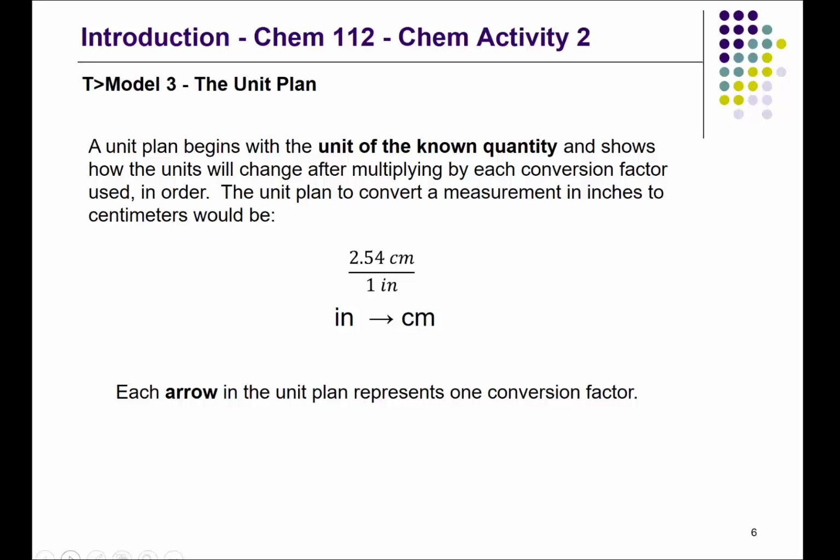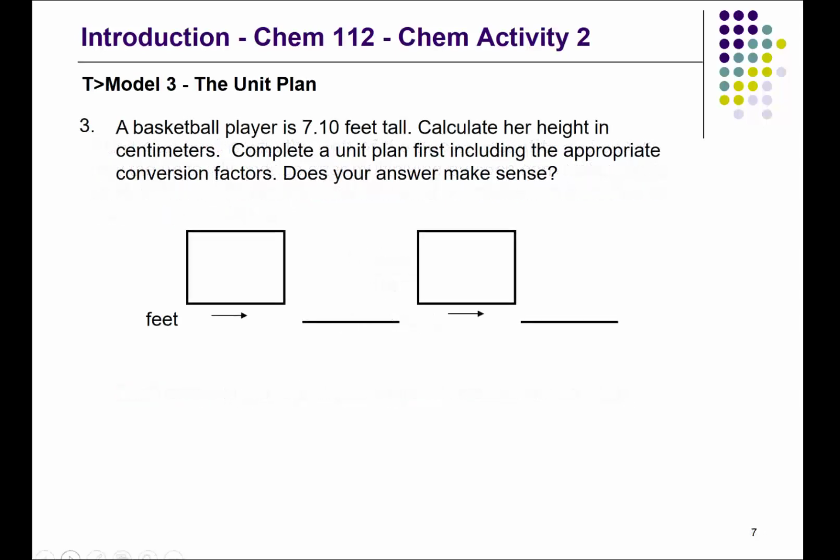Let us apply this idea to key question 3. I'm well aware that many of you will have done many of these sorts of exercises, but I am also aware that some students still have some trouble in knowing where to start in doing more complex examples. So we will start with a simple example and then move on to more challenging examples. We have a basketball player who has a height of 7.10 feet. We want to calculate her height in centimeters. We have to convert feet to centimeters.